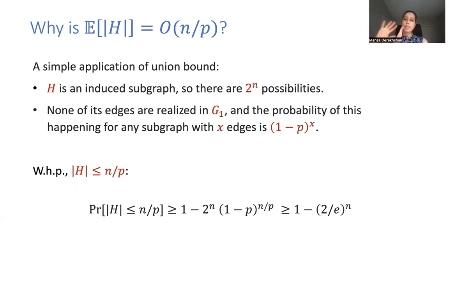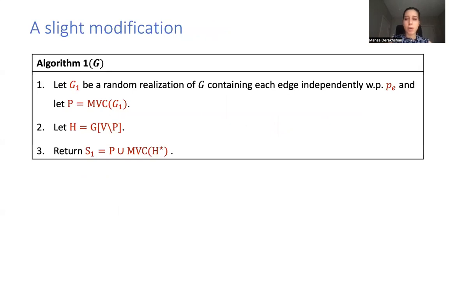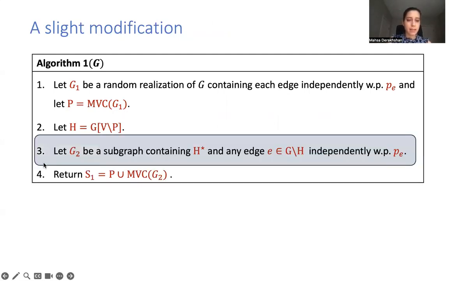Okay, now that we proved this algorithm is a 2 approximation and queries O(n/p) edges, I'm going to make a slight modification to it, which helps us get more intuition about how to improve this algorithm and when it performs well. And that modification is that after I query edges of H, I will also hallucinate the edges that I'm not querying to form a subgraph G2.